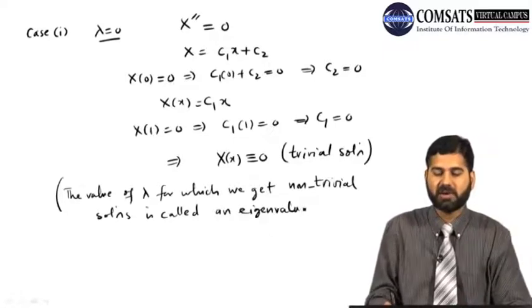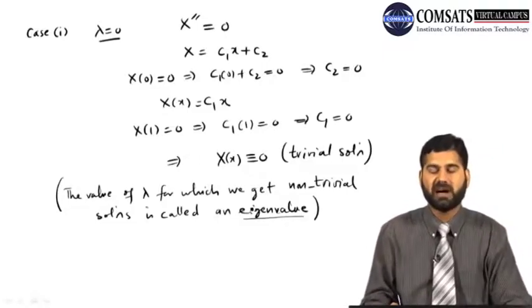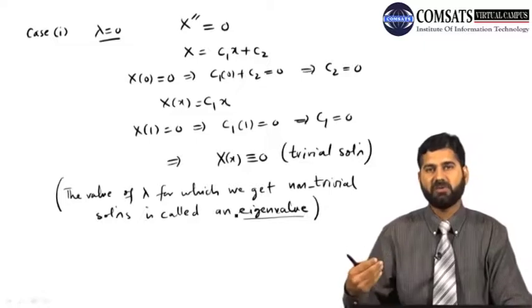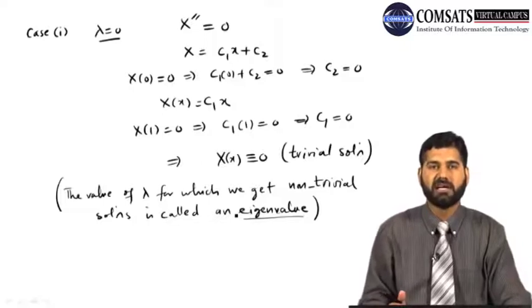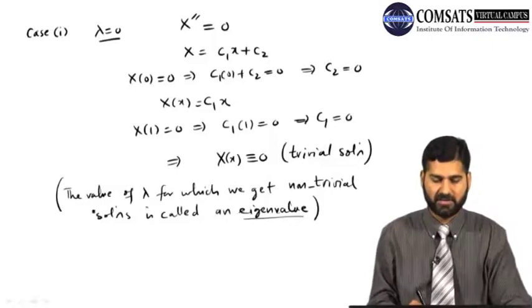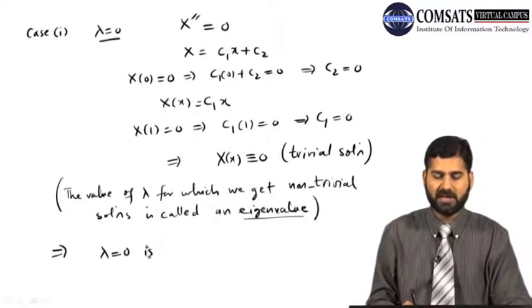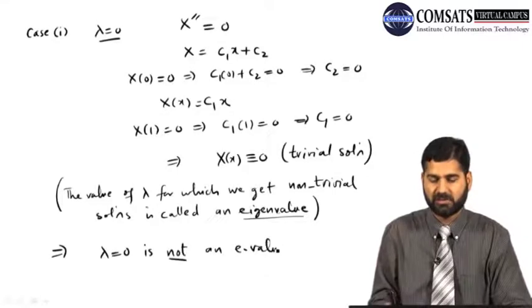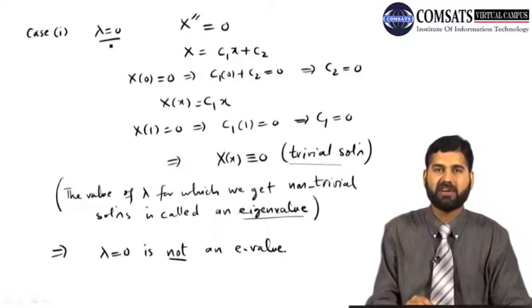You remember in the integral equations, we also defined eigenvalues, eigenvectors, eigenfunctions. The value which gives you a non-trivial solution for the linear system was called an eigenvalue, and eigenfunctions were non-trivial. So this implies that lambda equal to 0 is not an eigenvalue, because it gives me only the trivial solution. So this case fails. I will not consider lambda equal to 0 again.